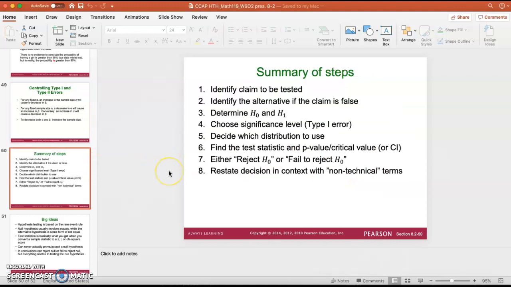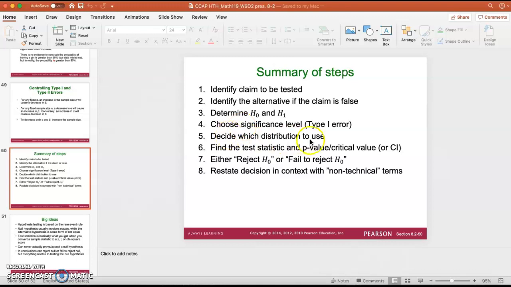I just want to summarize the steps of a hypothesis test because we kind of broke them up quite a bit throughout these videos. So the first step is to identify our claim to be tested, then identify the alternative if the claim is false, so some kind of opposite claim. From those two claims, we determine which one becomes H0 and which one becomes the alternative hypothesis. From there, we choose our significance level, so our alpha or type 1 error.